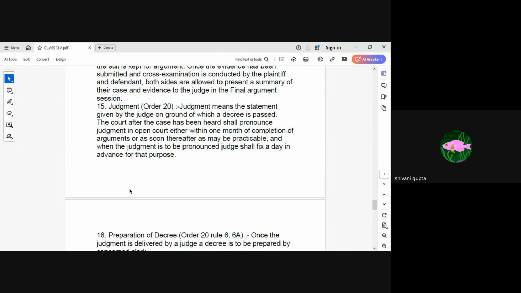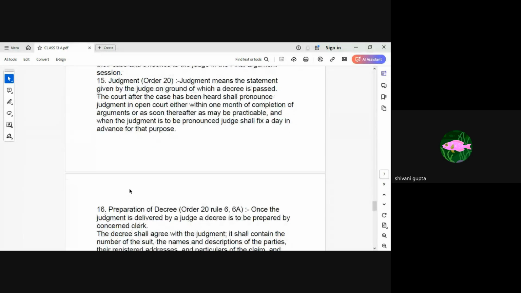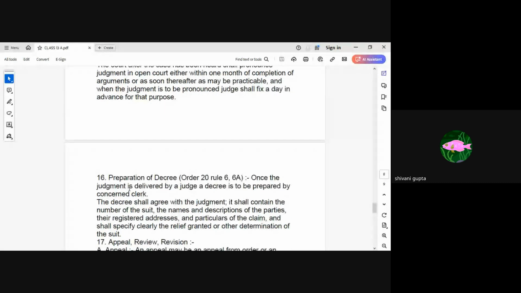Judgment means any statement given by the judge on the ground of which the decree is passed. Now the question comes to mind: what is the decree? A decree contains a number, names, details, and a description, and particularly the relief that is being granted.